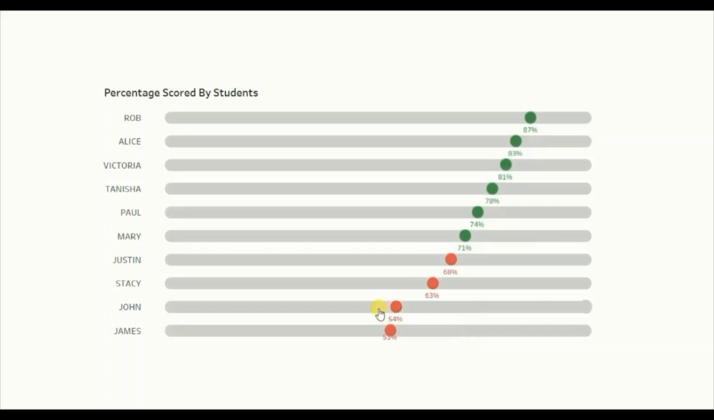Further, I have highlighted all the students who have scored less than 70% with red color. So the students with green dots are those students who have scored 70% or more than 70% in the class, and the students with the red dots are those students who have scored less than 70%. So by the end of this tutorial, you will be able to create a progress bar chart similar to this one. Now, without wasting any time, let's jump to Tableau.